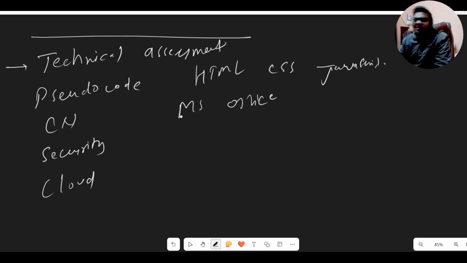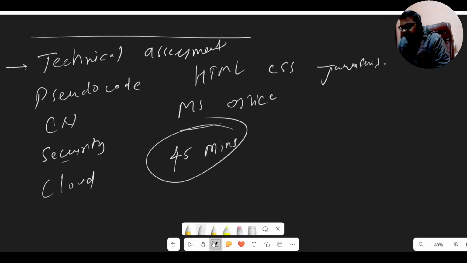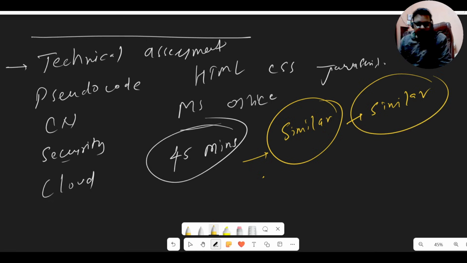Okay, so these will be your main topics: pseudocode, computer network, security, cloud, HTML, CSS, JavaScript, and MS Office. Now the main part is you will be getting around 45 minutes in this assessment. The good part is they are asking very similar questions which they have already asked. In the slots, they are asking almost the same questions, repeating the same ones which they have already asked.